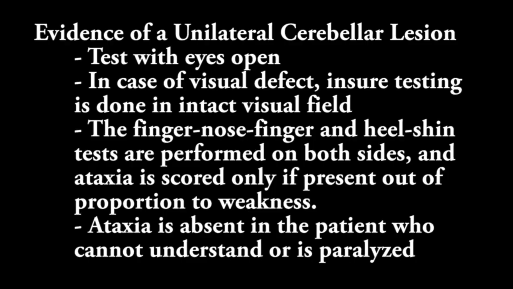Now we will move on to item 7, limb ataxia. This item is aimed at finding evidence of a unilateral cerebellar lesion. Test with eyes open. In case of visual defect, ensure testing is done in the intact visual field. The finger, nose, finger and heel shin tests are performed on both sides, and importantly, ataxia is scored only if present out of proportion to weakness. Ataxia is absent in the patient who cannot understand or is paralysed.